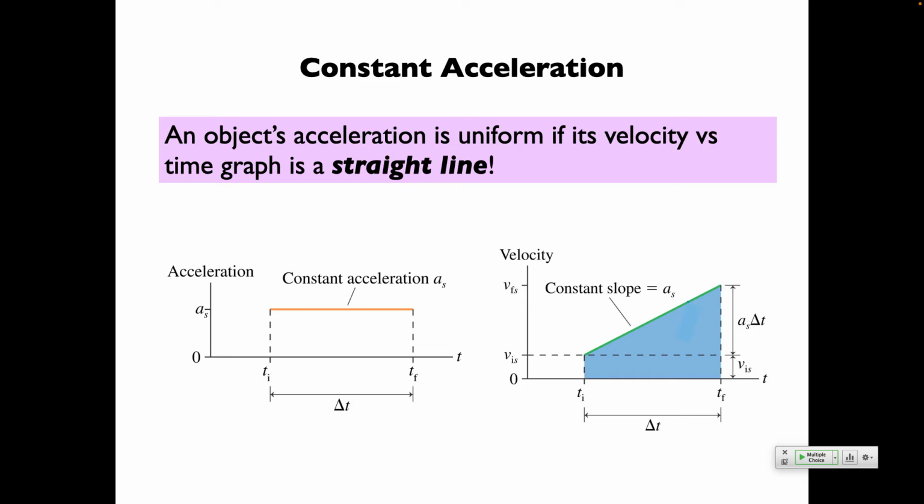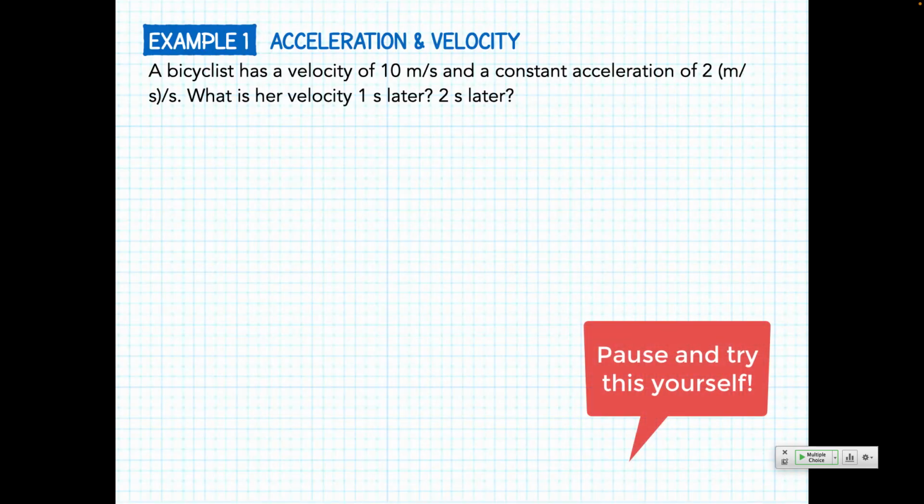And constant acceleration: an object's acceleration is uniform. Remember, uniform just means what? Constant, right? Doesn't change. If its velocity versus time graph is a straight line, that's just saying something in calculus. Okay, we're going to do this example. It doesn't require a lot of writing.